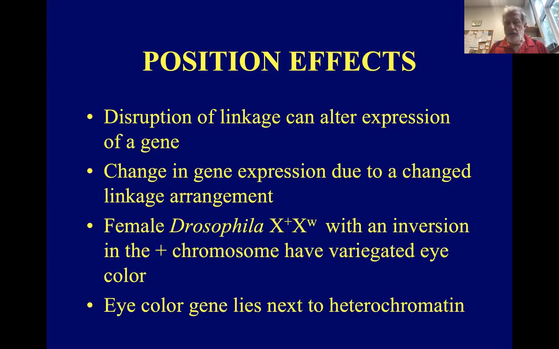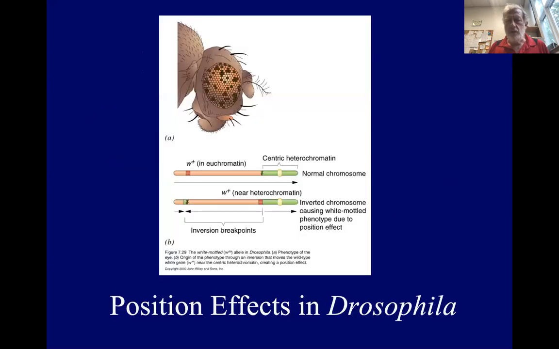So the eye color gene has moved from towards the end of the chromosome to lie next to the centric heterochromatin, and that alters its expression, as we can see here. So this fly should have a wild type or totally red eye, but as you can see, it's mostly white with just a few red facets, or the facets are called ommatidia, by the way.